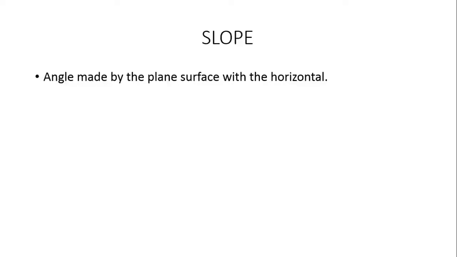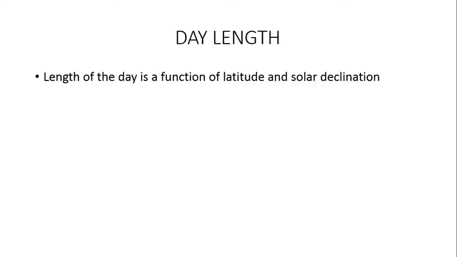The angle made by the plane surface with the horizontal is denoted by the term called slope. The length of the day is a function of latitude and solar declination. It is represented as TD equals 2 by 15 cos inverse of (minus tan phi tan delta), where phi indicates the latitude and delta indicates the declination.